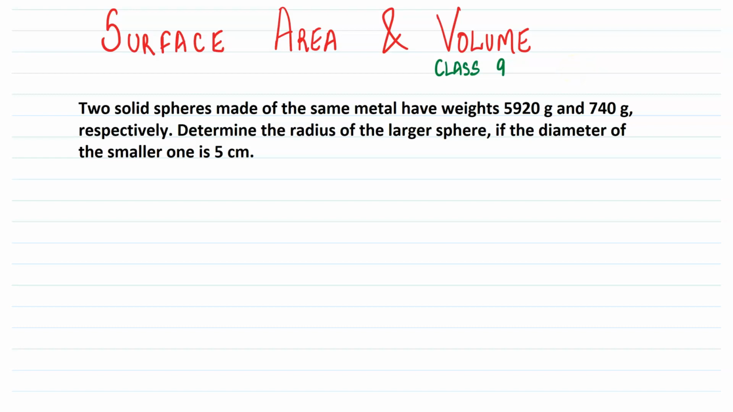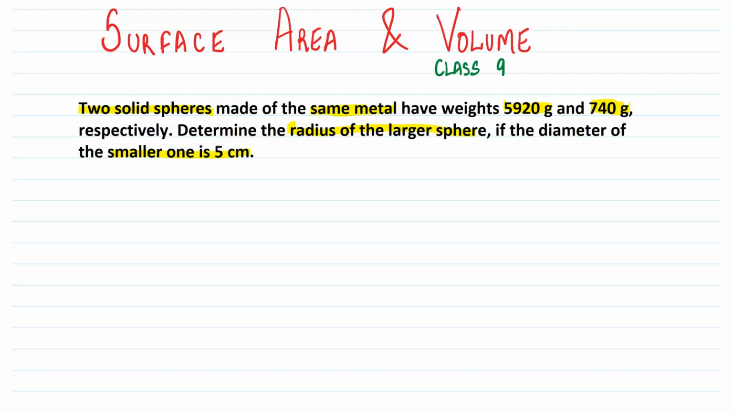So let's read out the problem. It says two solid spheres made of the same metal. So the solid spheres are made up of the same metal. This is to be noted down. We have two solid spheres made up of the same metal. They have weights 5,920 grams and 740 grams, respectively. Determine the radius of the larger sphere if the diameter of the smaller one is 5 centimeters.